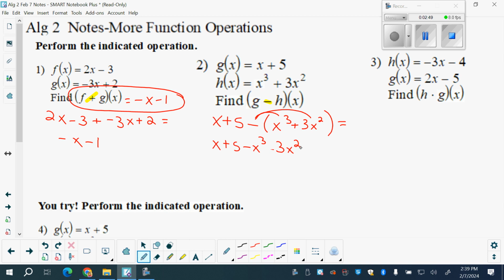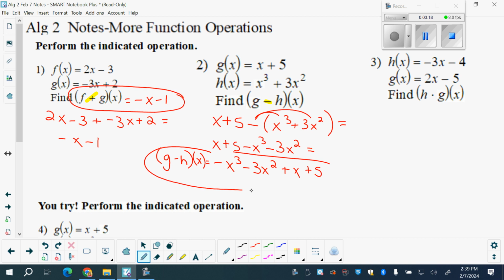So then I want to add my like terms if there are any, and then put it in descending order. So negative x to the third comes first, and minus 3x squared plus x plus 5. And let me put that up. Put the g minus h of x is equal to that. Does that make sense?